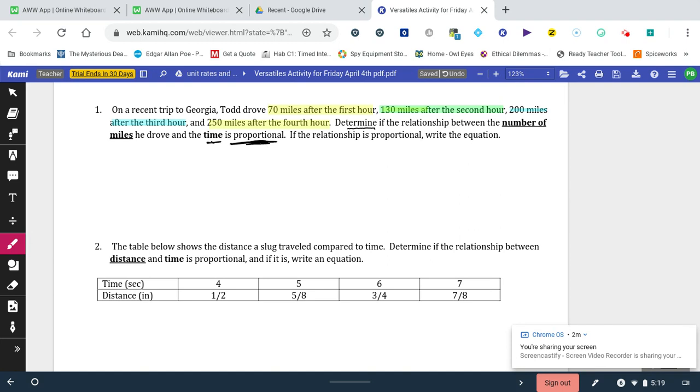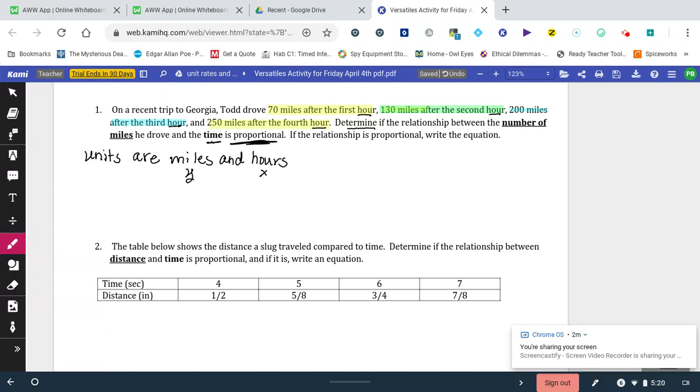First of all, my units are miles. And it says time, but time is in the form of hours. So instead of miles and time, I'm just going to say miles and hours. Hours is a unit of time, and if you'll recall, a unit of time will always be X. Therefore, miles is going to be our Y.